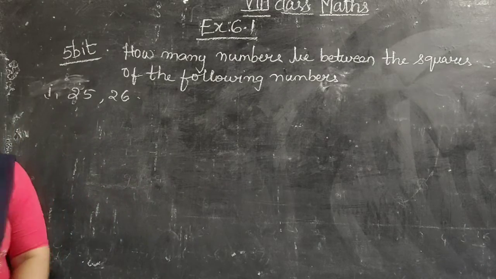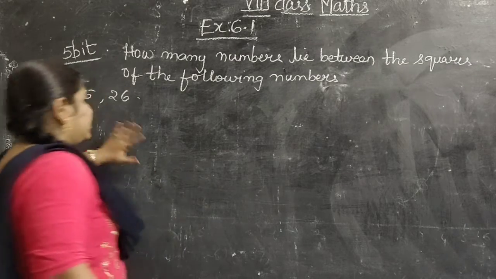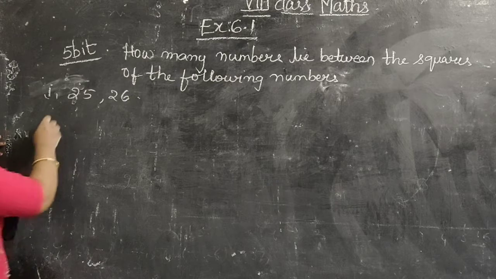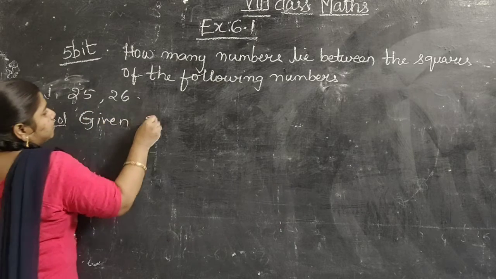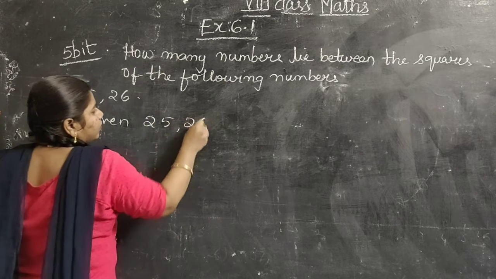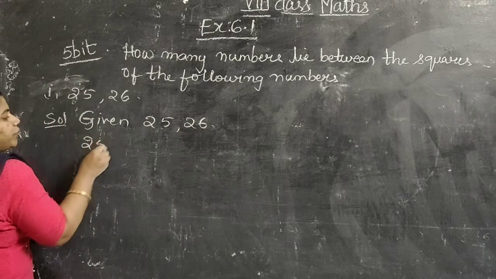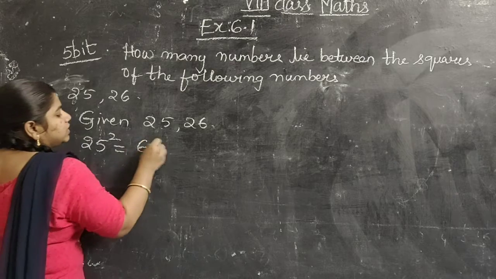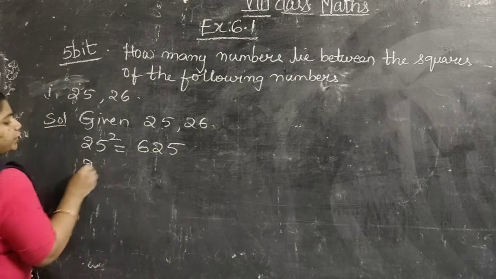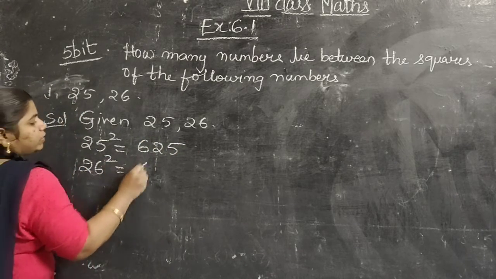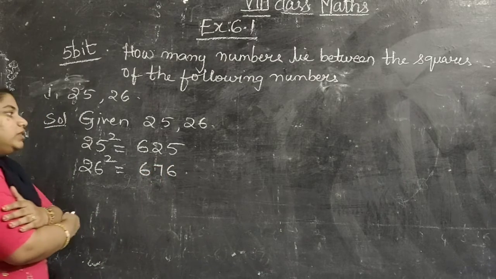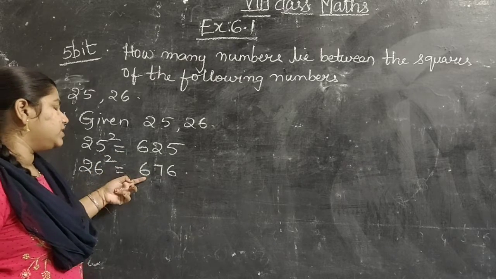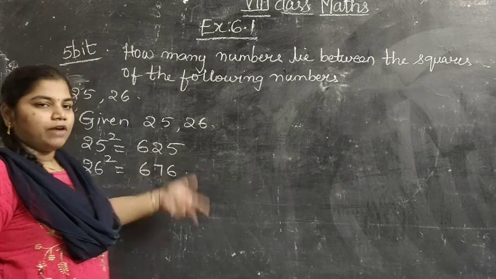So we are having two methods. We will do two methods. Which one is easy? You can continue with that. So next, first solution, they have given 25 and 26. So what is 25 square? You find out first. 25 square is 625 and find out 26 square. 26 square will be 676. Now what we have to find between this 625 and 676, how many numbers will lie, we have to find.